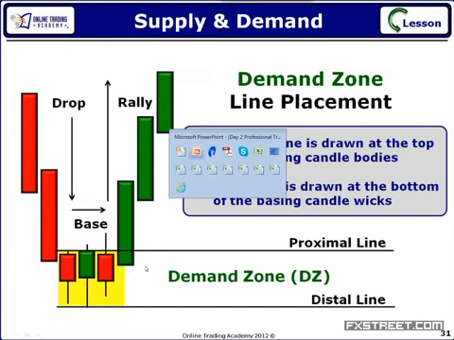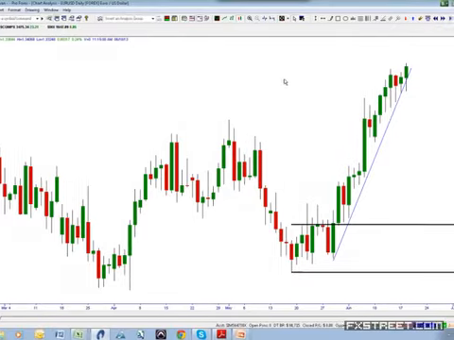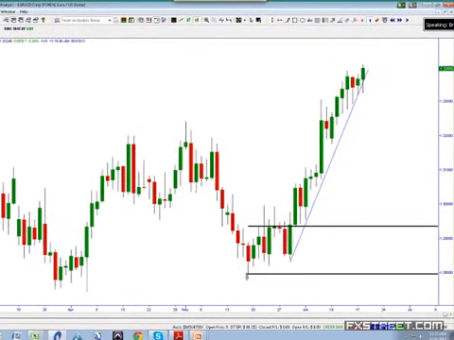The proximal line, as I mentioned, is going to go across the top of the bodies of the basing candles. So going back to my example, that's why the lines were drawn exactly where they were. I draw across the bottom of the wicks, that was the low, and the top of the basing candles before we started to move to the upside. So this is my demand zone. Should prices return to that area, somewhere in that zone is where I would expect them to reverse and move upwards.